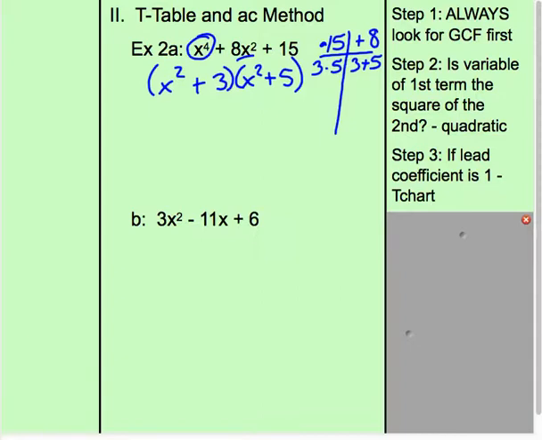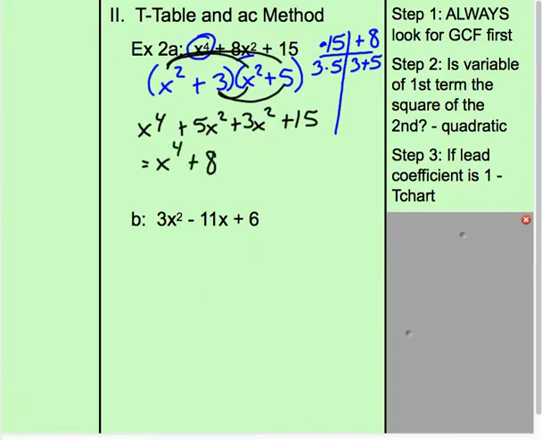So if I do x squared times x squared, I get x to the fourth. X squared times 5 gives me 5x squared. 3 times x squared, and 3 times 5. Combining my like terms, I get back what I started with, which means that this was the correct factored form of x to the fourth plus 8x squared plus 15. One more example.